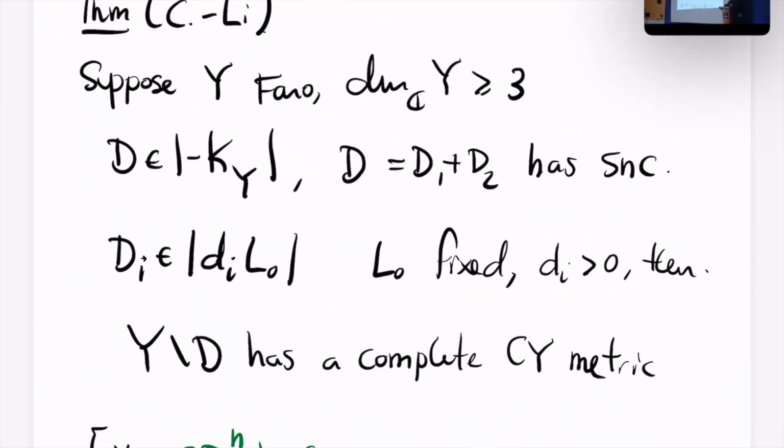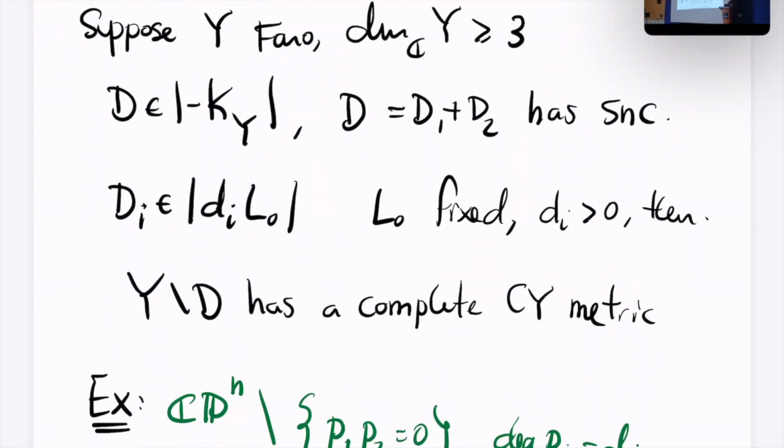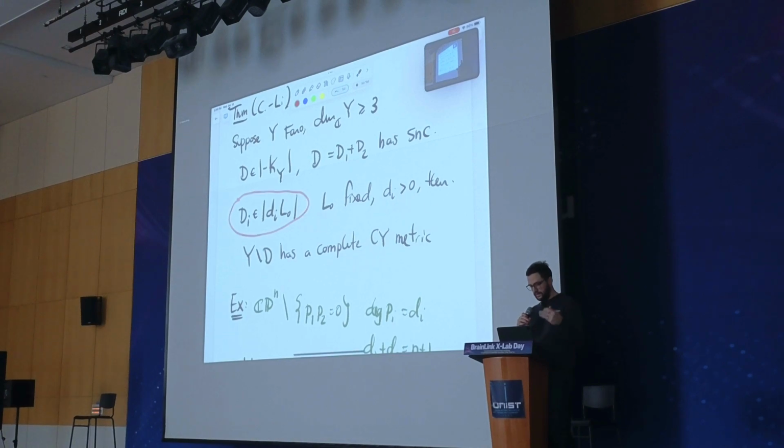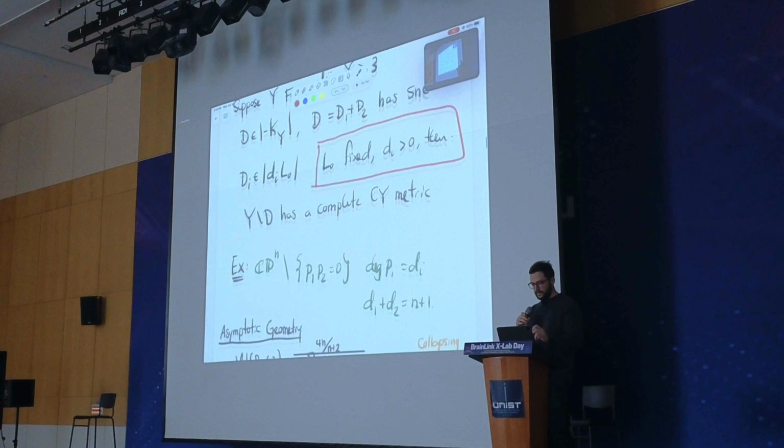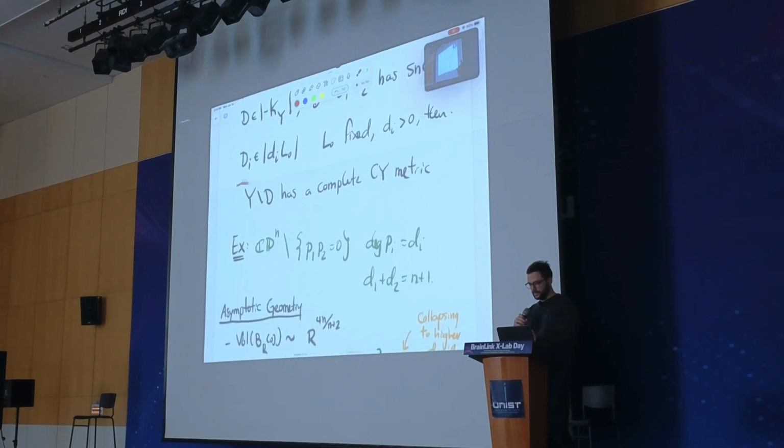So the theorem that we prove says if you have a Fano variety, where the dimension has to be bigger than or equal to 3, and suppose you have an anti-canonical divisor, which has 2 components with simple normal crossings. And then there's a technical condition that these 2 divisors lie in the same linear system up to tensoring. So L0 is fixed and the D_i are positive. Then there exists a complete Calabi-Yau metric on the complement of this divisor with two components.